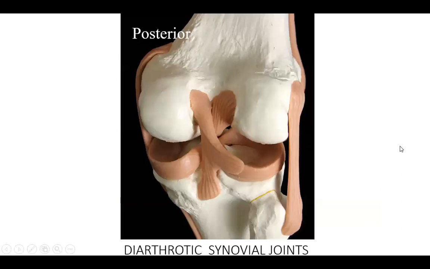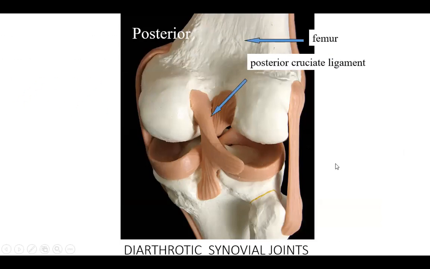Now, here we're looking at the backside. This is the same as the model. And what we're seeing here, this first large structure, is the femur. There is the PCL, the posterior cruciate ligament. It's attached to the posterior intercondylar region of the tibia, and it attaches to the medial condyle of the femur. There's the ACL right next to it. The ACL comes up from the front and attaches on the lateral condyle.